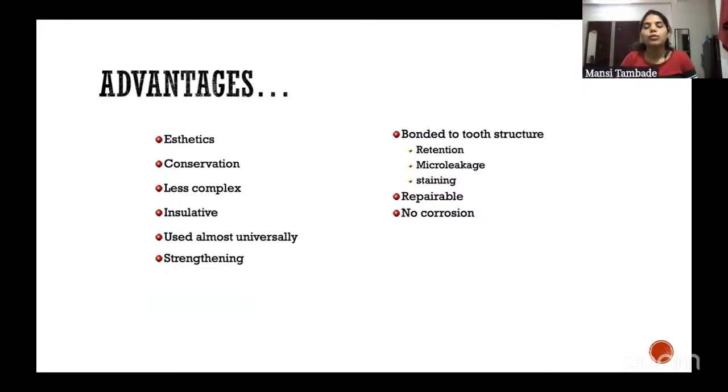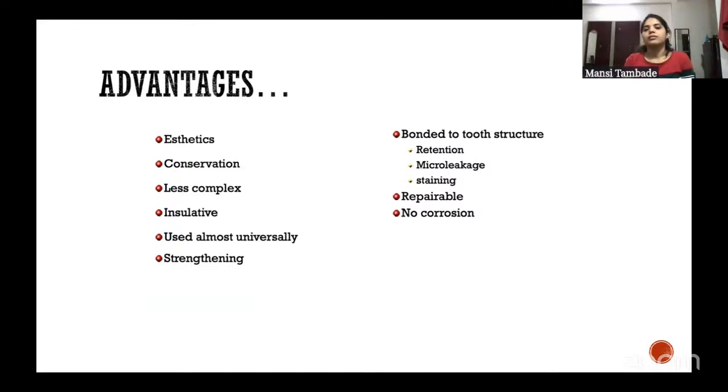It is strengthening because it definitely has more strength compared to the other materials which we used to use in the past. Bonded to tooth structure: see retention, micro leakage, and staining. These are some of the major advantages of composite, as these problems are not present in composite. They definitely don't stain the tooth. The chances of micro leakage are less, and retentive properties are very good, and you definitely don't need to prepare a proper cavity or something for getting a good retention.